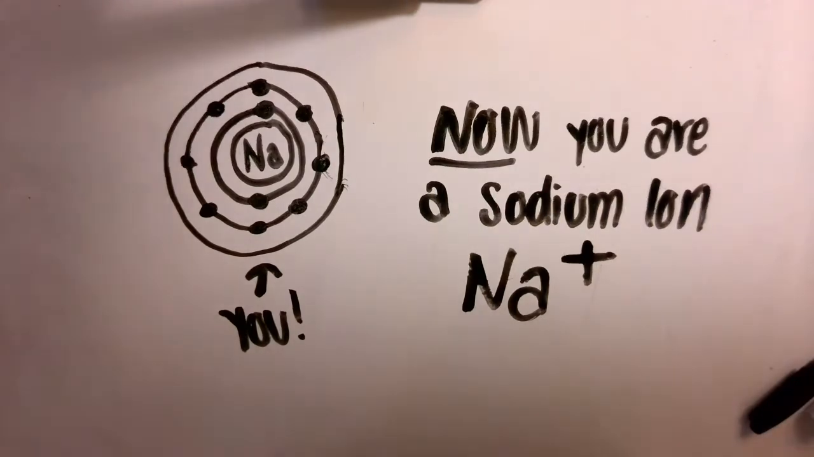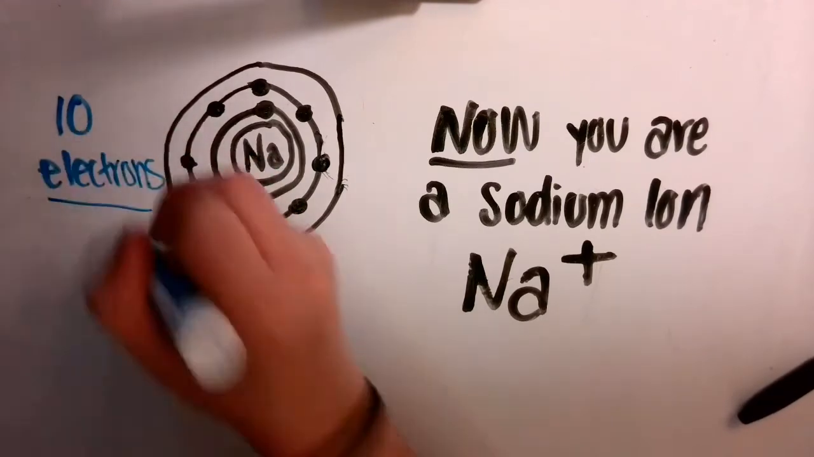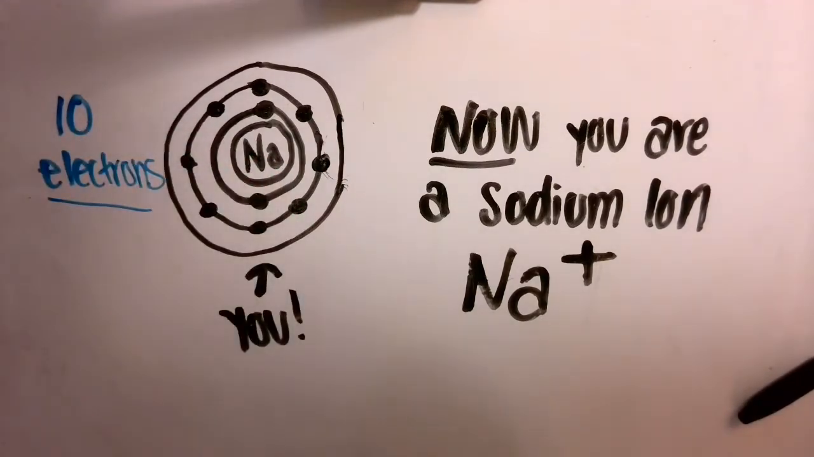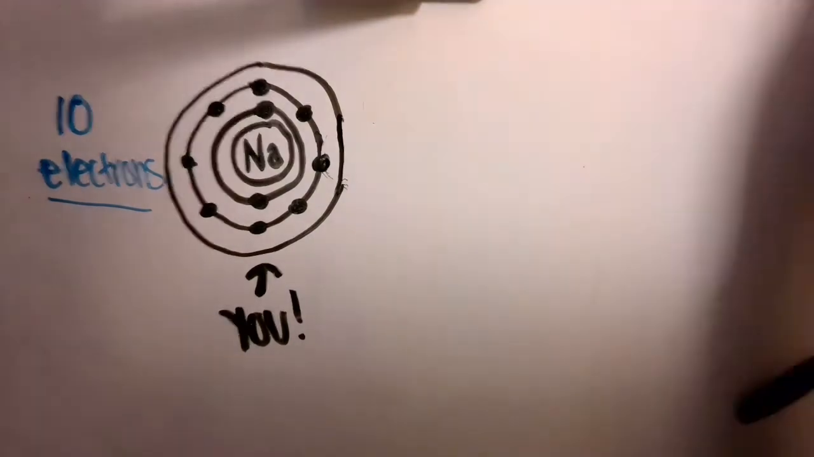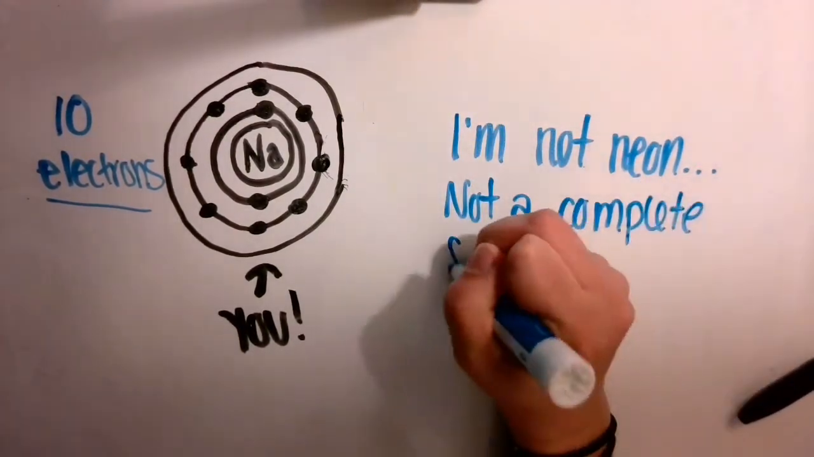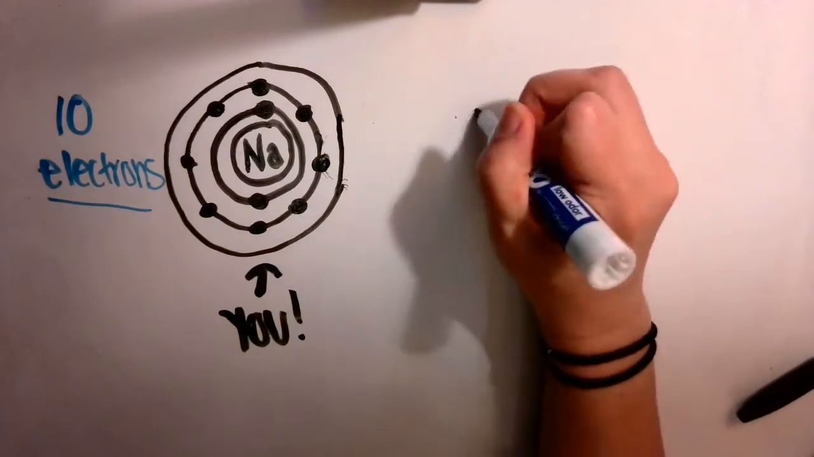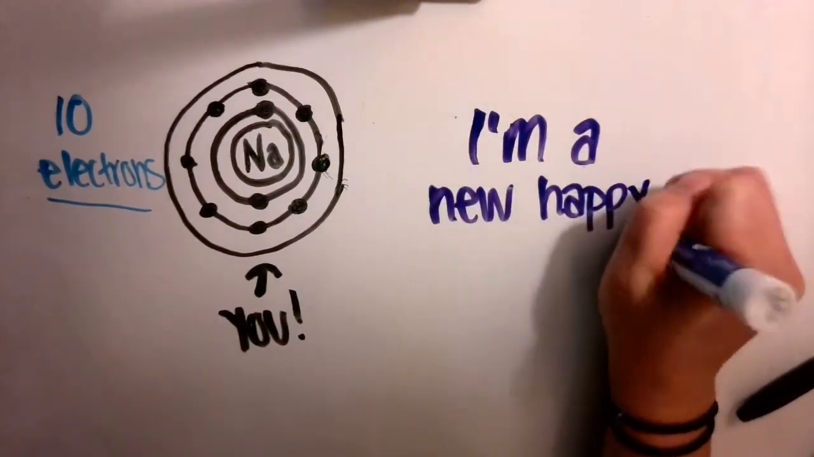You're still the element sodium, but you're now a sodium ion, Na+, and you have 1 less electron than your atomic number. So now you've become a sodium ion. You have 10 electrons. That's the same number of electrons as neon, but you aren't neon. Since you're missing an electron, you aren't really a complete sodium atom either. As an ion, you're now something completely new.